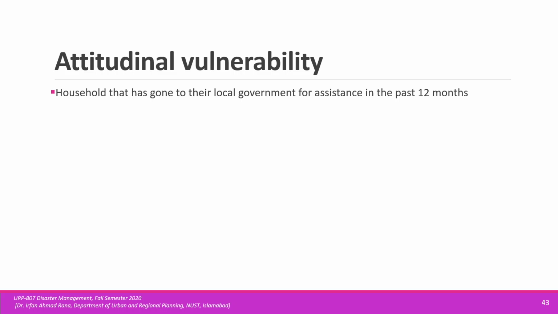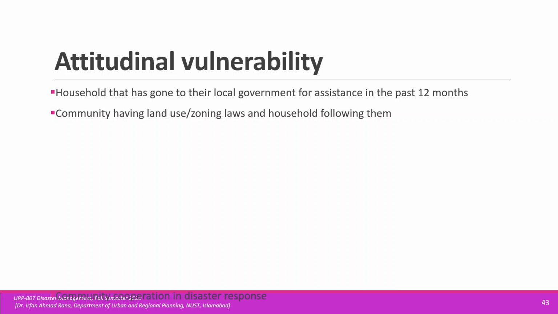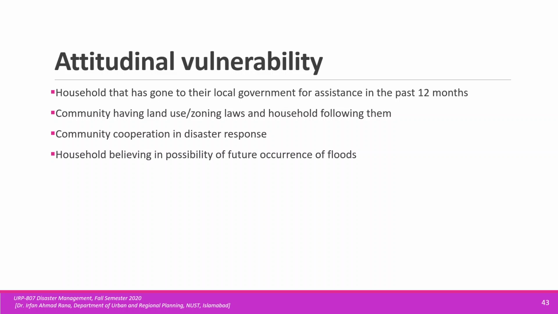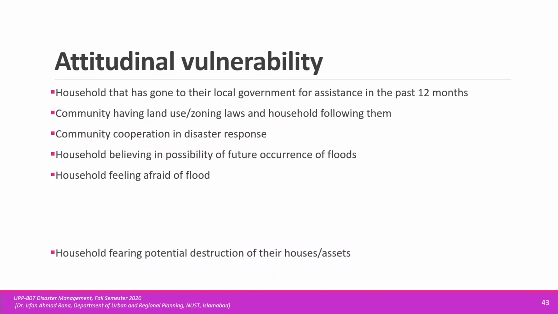These also include whether people trust the government or not. Are they going to the government or not? Is the community following the laws or not? Is the community cooperating in the disaster response? How much people believe in the possibility of future occurrence of floods will play a vital role in converting their perception into physical actions. Are they afraid of it, or do they worry about it? So worry or fear is directly proportional to people undertaking physical action, precautionary measures or preparedness measures against a particular disaster.